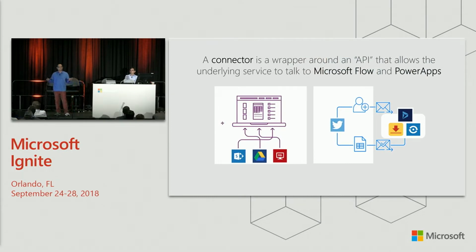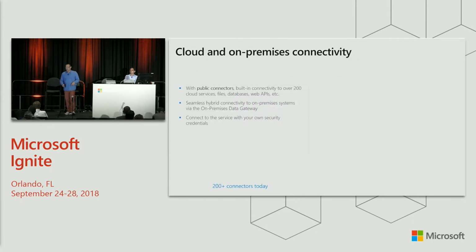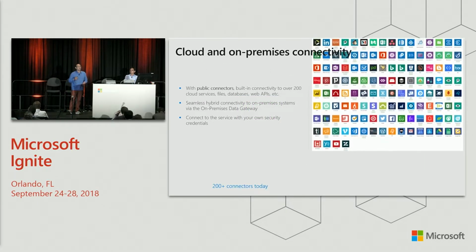A connector for Power Apps and Flow, as the name suggests, allows you to connect to some external data service. The way I define it is it's a wrapper of an API, the key word being API. I'll tell you why the word API is interesting: in order to build a connector, you need an API.